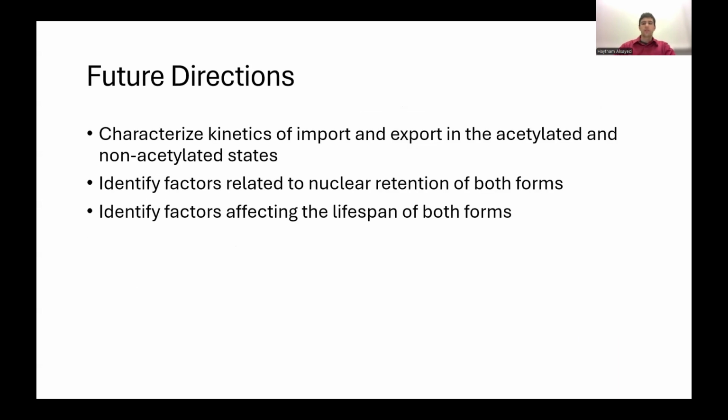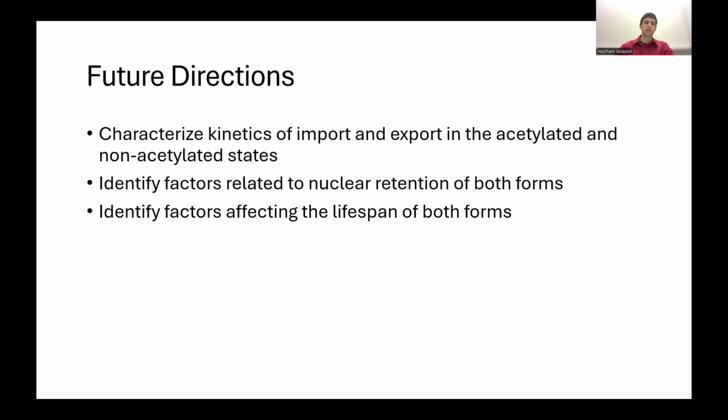So future research we can do to investigate these localization patterns of acetylation and non-acetylation mimics, we could characterize the kinetics of import and export for these two forms, basically characterize how long it takes for them to get in and out of the nucleus. And if those rates are different, they can affect where it accumulates. We can identify factors related to nuclear retention. So is it binding to structures in the nucleus and staying there and not being able to be exported?